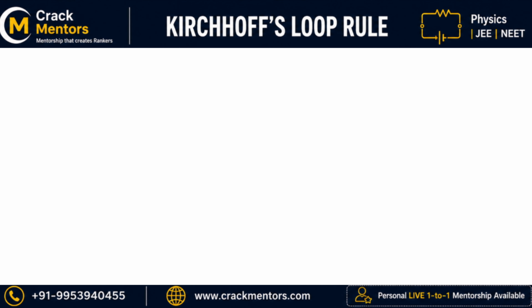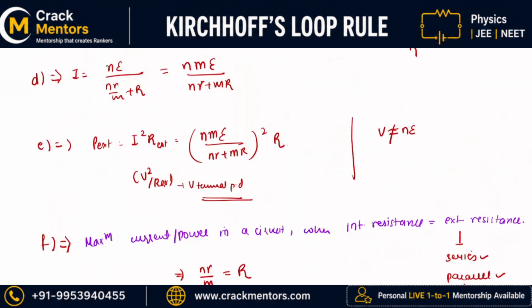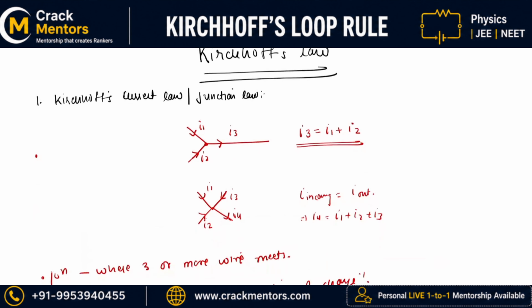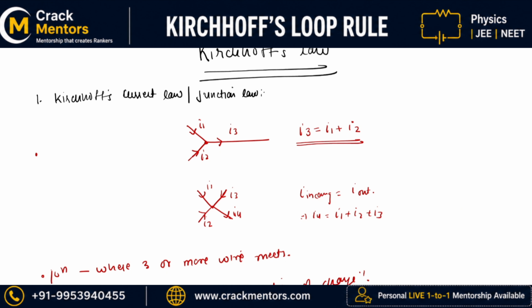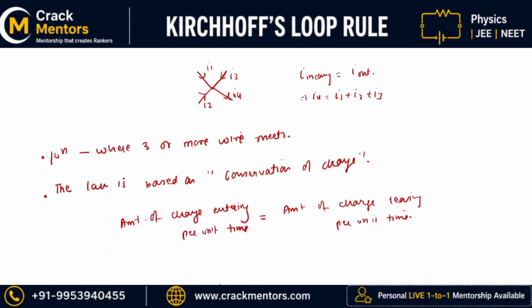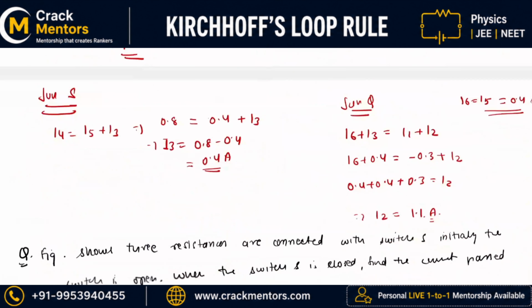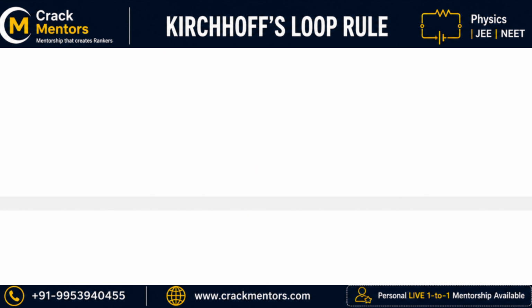So hello everyone, good evening. I welcome you all to another lecture of our current electricity chapter, and we will be continuing the Kirchhoff law in this lecture. Okay, if you remember, in the last lecture we discussed Kirchhoff current law, which was known as the junction law, that the sum of the current at any junction is equal to 0. The incoming current will be negative and the outgoing current will be positive. That is our sign convention, and with the help of this we have solved a good number of questions. Okay, so let's have our discussion further.